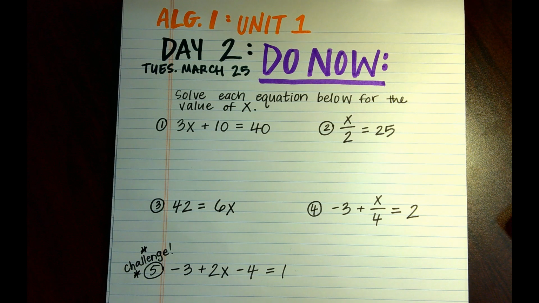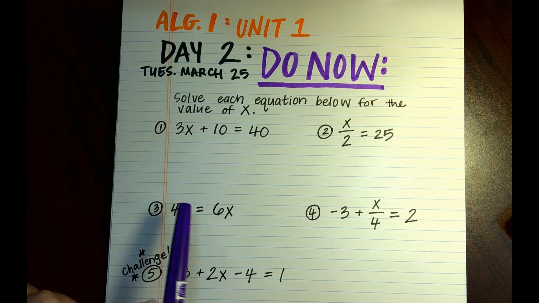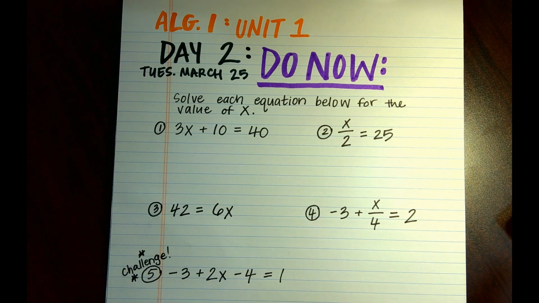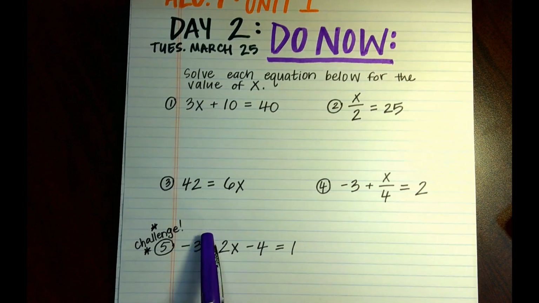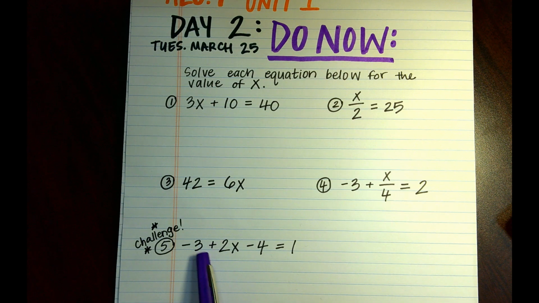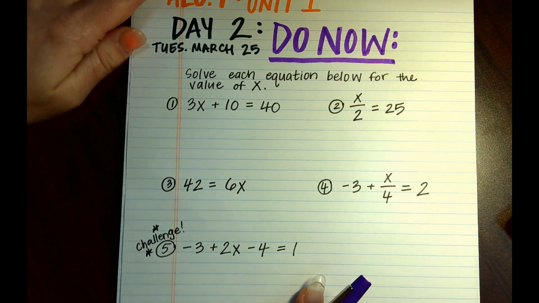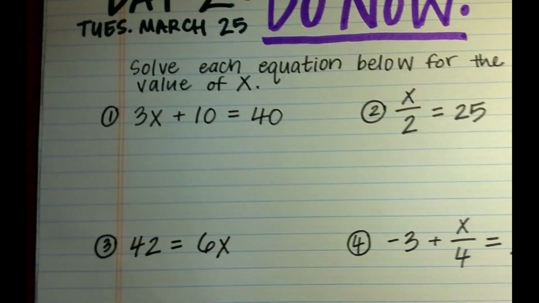So for your do now, I've given you 4 different equations here that are either 1 or 2-step. And then the fifth one is a little challenge problem that some of you were able to figure out, but this is a multi-step equation. That's actually more than 2 steps. So let's just start by looking at number 1.